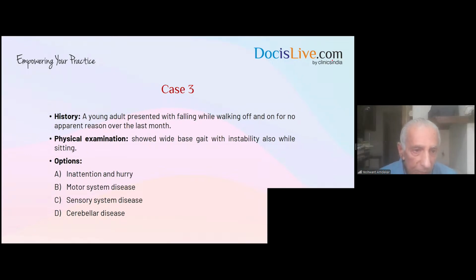And your options for this person's problem are: one, whether he is purely inattentive and in a hurry, so he falls down; whether he has got any motor system disorder; whether he has any sensory system disorder; or whether he has a cerebellar disorder. Your time starts now.